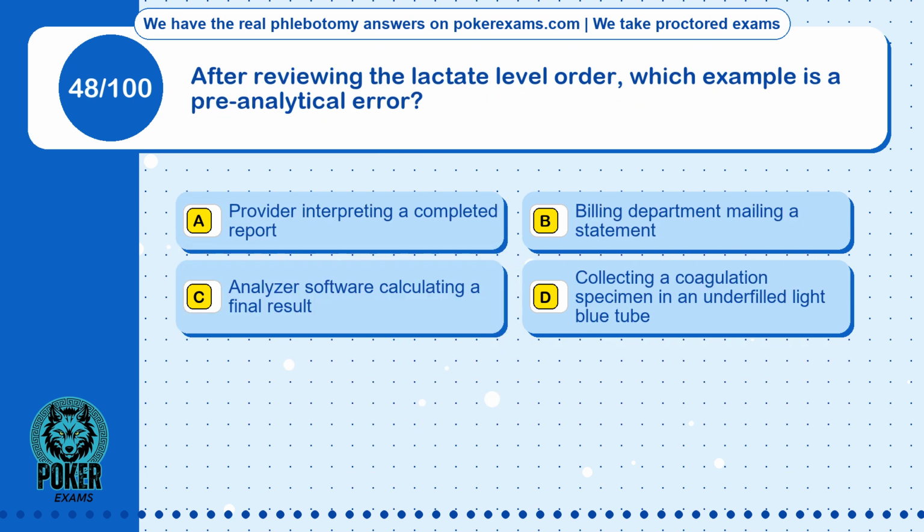Question 48. After reviewing the lactate level order, which example is a pre-analytical error? Option A. Provider interpreting a completed report. Option B. Billing department mailing a statement. Option C. Analyzer software calculating a final result. Option D. Collecting a coagulation specimen in an underfilled light blue tube.